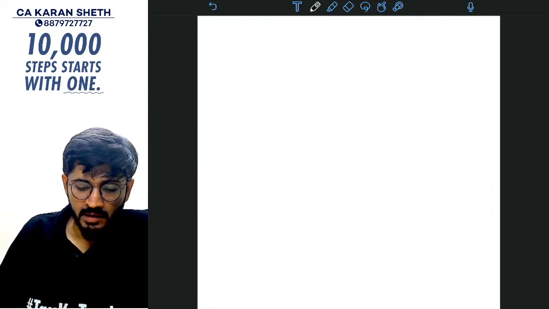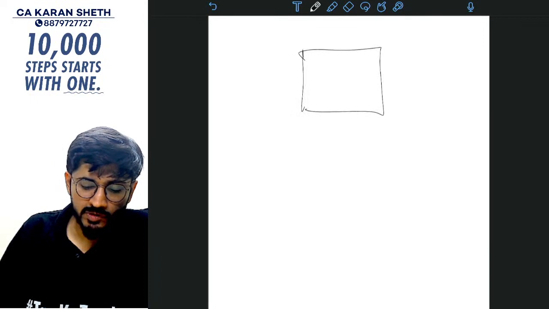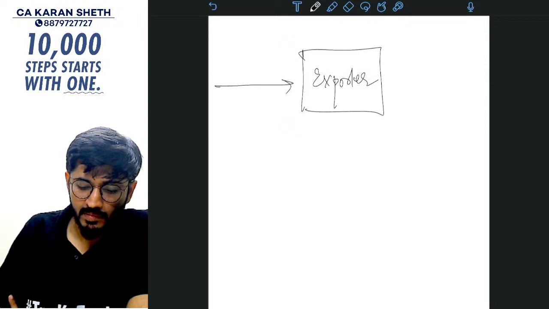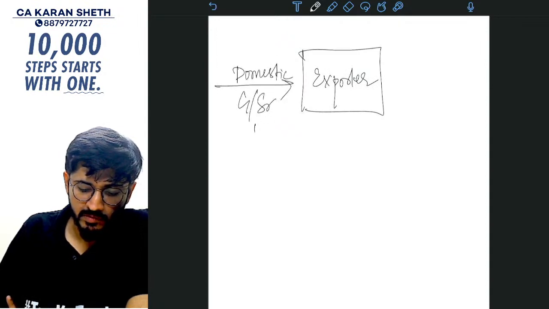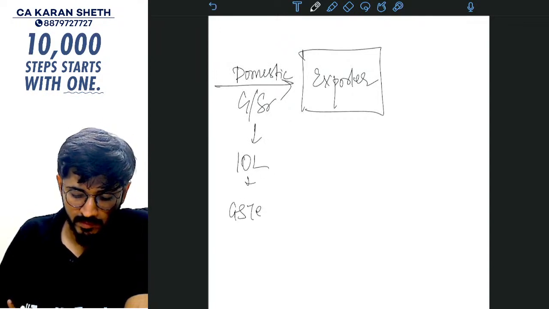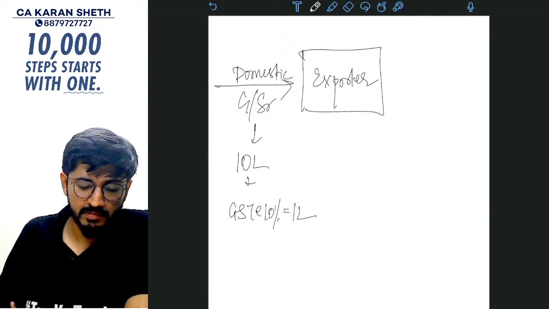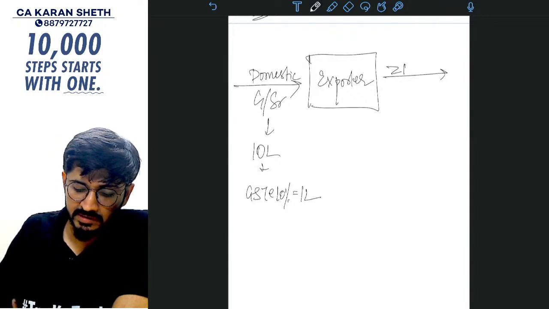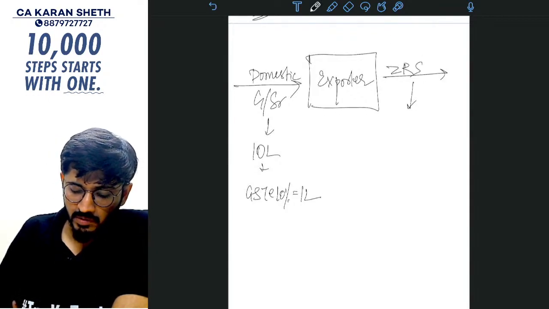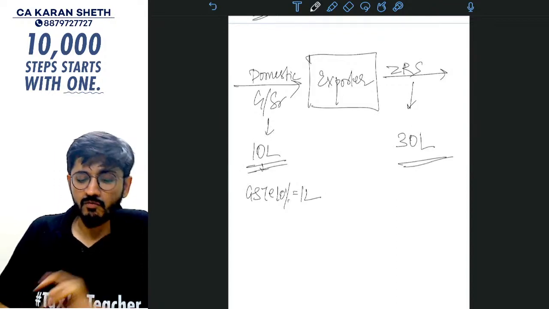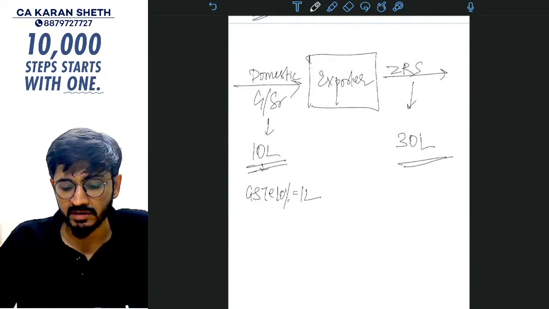अच्छा, and next, in case of exports, my dear friends, understand, if you are an exporter and you have purchased domestic goods or service which are obviously subject to GST at the rate 10%, 1 lakh, and there you go, zero rated supplies. Okay, let's say it is 30 lakhs. तो 10 लाख का माल आप 30 लाख में बेच रहे हो. Whatever you purchase for 10, you are selling it for 30.